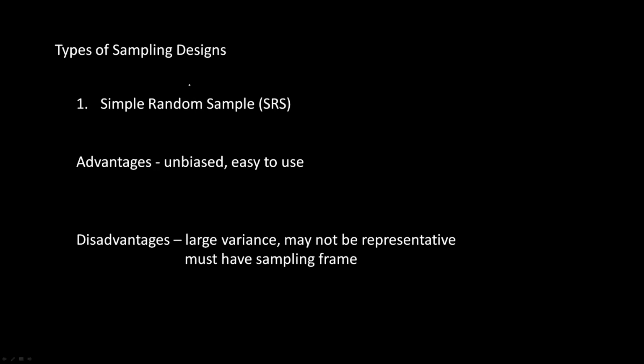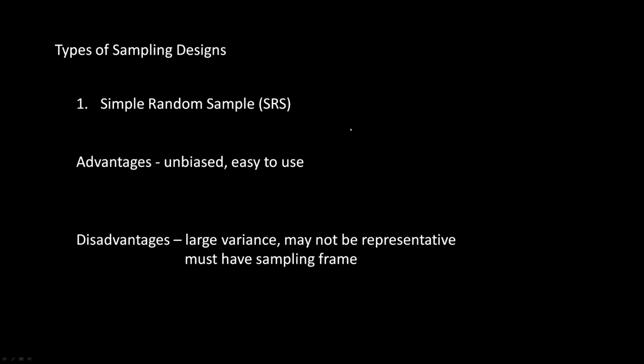Today we're going to be learning about different types of sampling designs. So the first type of sampling design is the simple random sample, or SRS. In the simple random sample, you're quite simply just taking an individual randomly from a population as many times as you want to get your sample size.